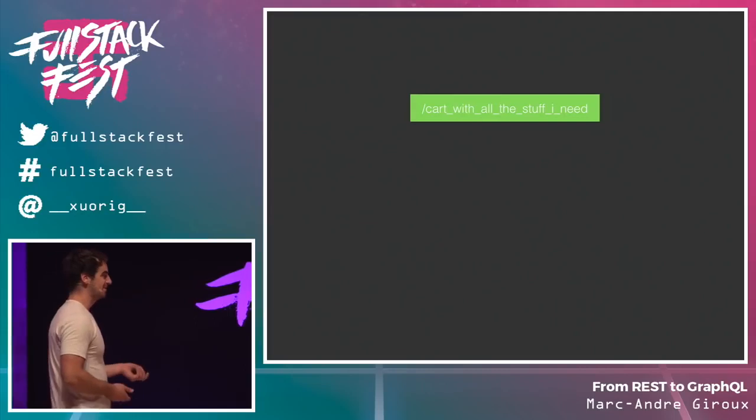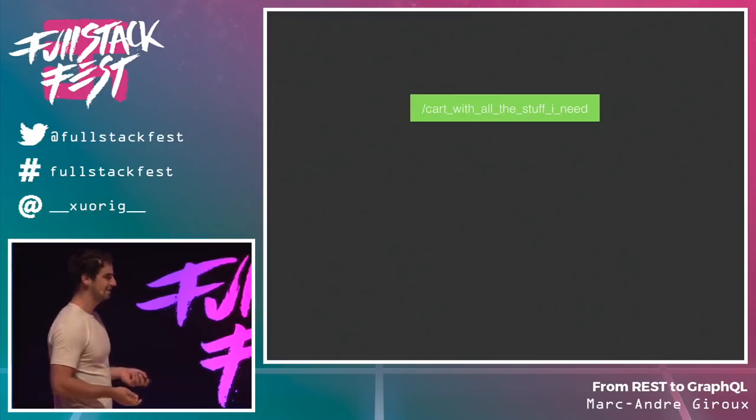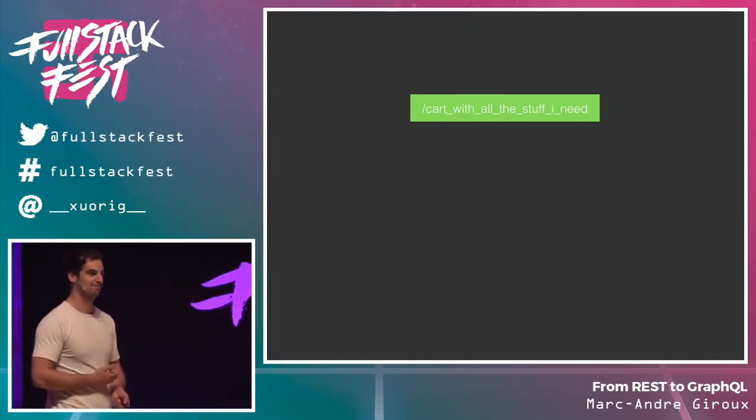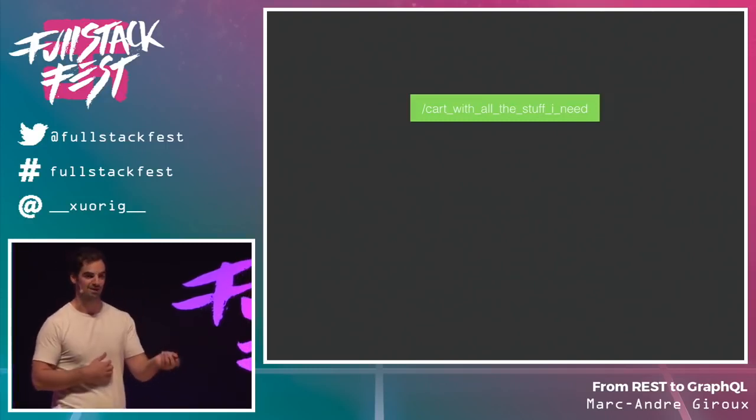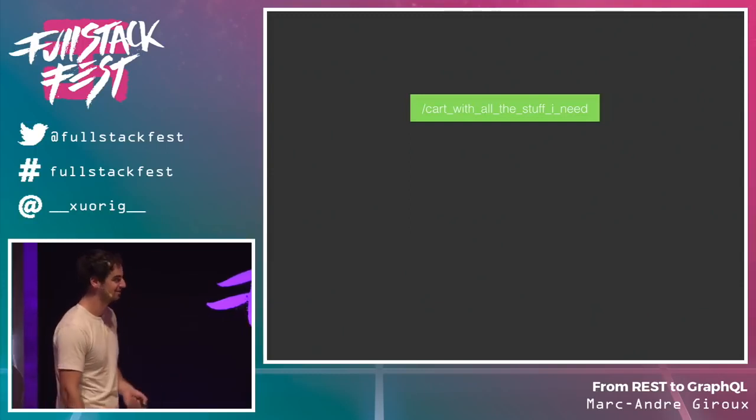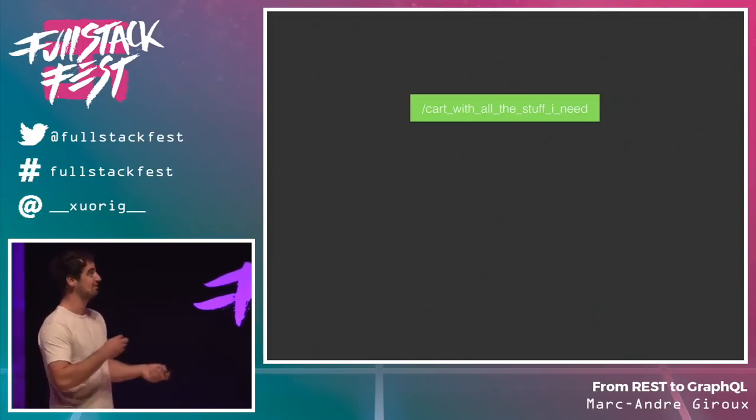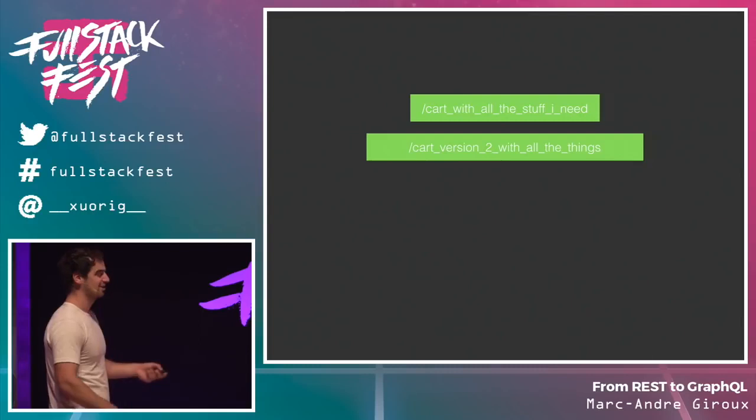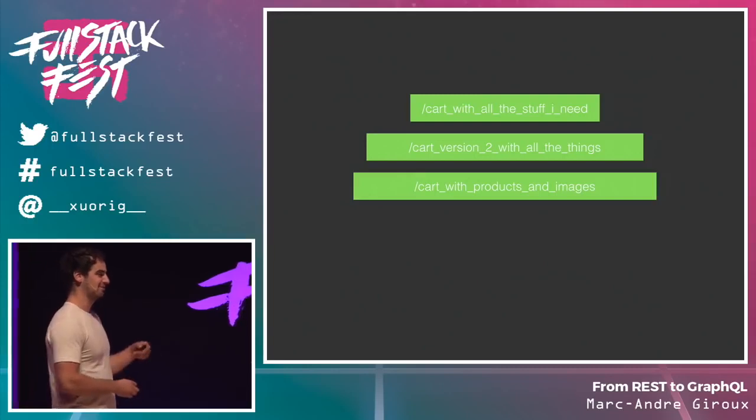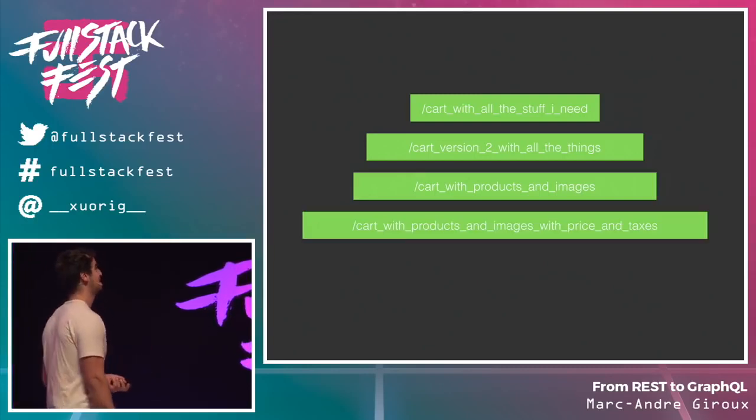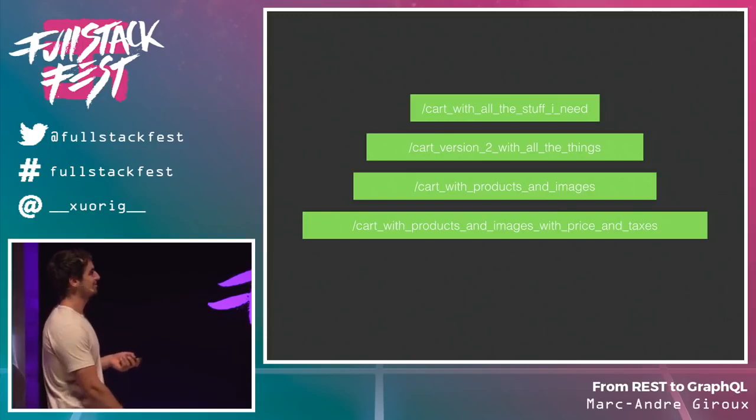But it might start with this, and then maybe you're going to have another page in your app, which also has a cart, but has slightly different needs. Maybe more products, maybe fewer products, maybe different images. So maybe you'll have a cart version 2 with all the things. Perfect. Maybe you'll have cart with products and images, and maybe you'll have a query param to say how many images you want. Maybe you'll have cart with products and images with price and taxes.